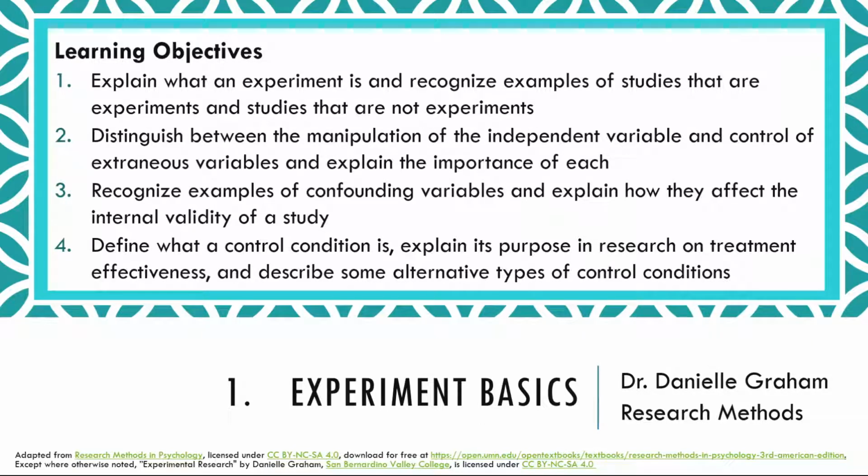Experiment basics. The learning objectives for this section are: 1. Explain what an experiment is and recognize examples of studies that are experiments and studies that are not experiments. 2. Distinguish between the manipulation of the independent variable and control of extraneous variables and explain the importance of each. 3. Recognize examples of confounding variables and explain how they affect the internal validity of a study.